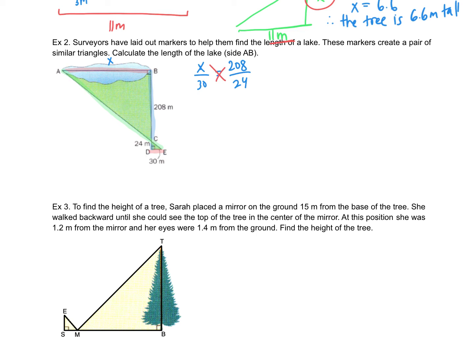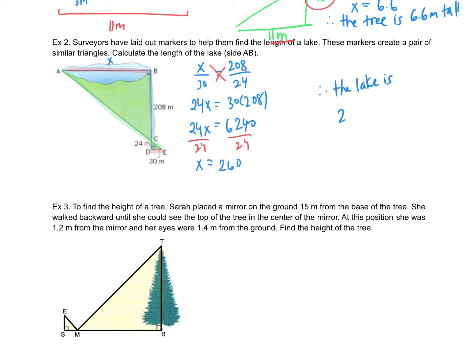All right. The 24 gets crossed with the X, the 30 with the 208. So when we do 30 times 208, we end up with 6,240, and then divide both sides by 24, and we get 260. Therefore, the lake is 260 meters long. For these applications, make sure you put that therefore statement.